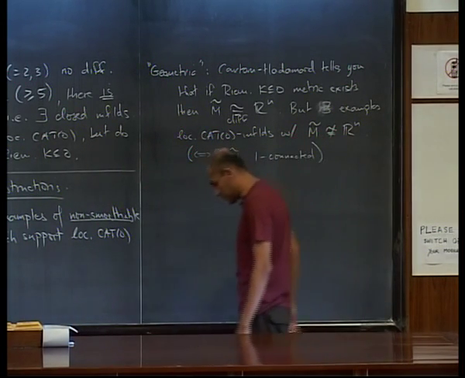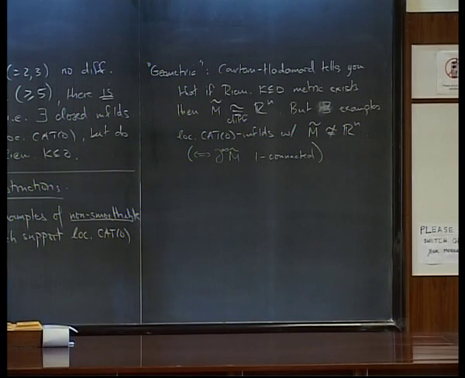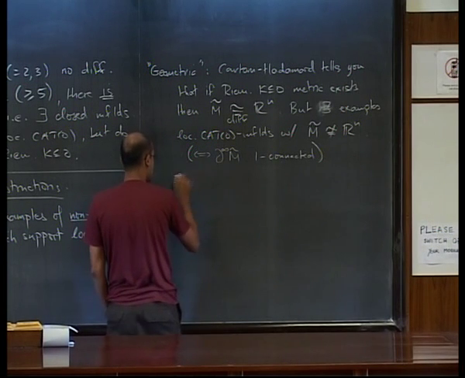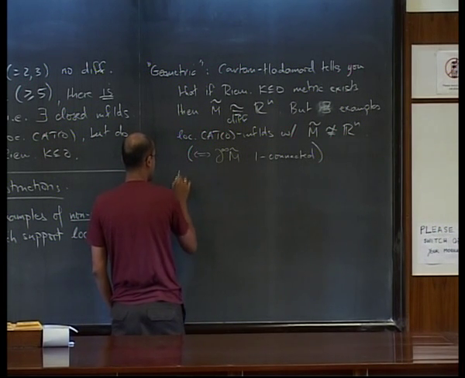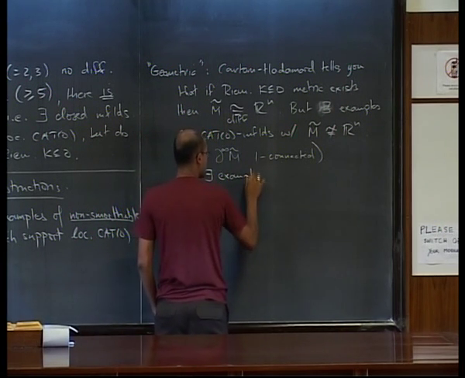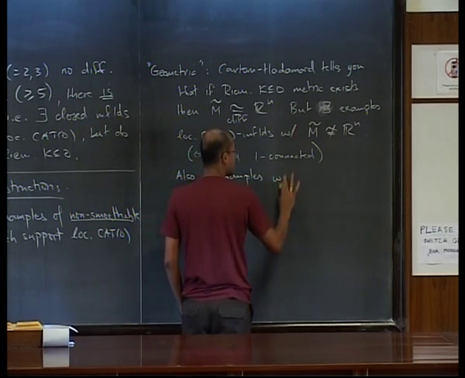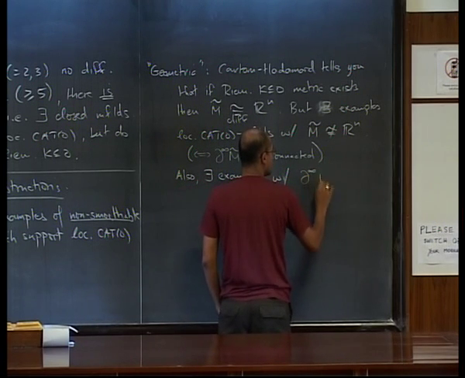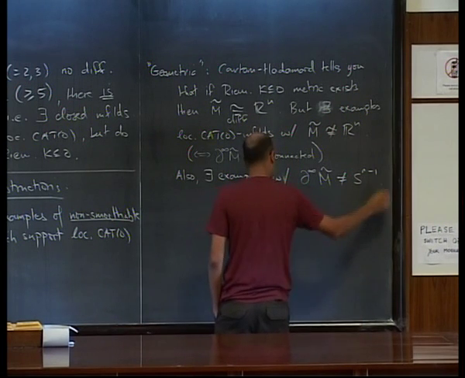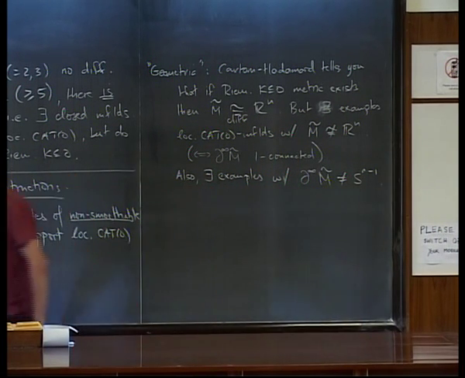Other types of obstructions come out too. Again, if you've got a Riemannian metric with non-positive curvature, the universal cover should have the boundary at infinity a sphere. So that's another type of geometric obstruction. There also exist examples with the boundary at infinity of M tilde distinct from a sphere. Okay.